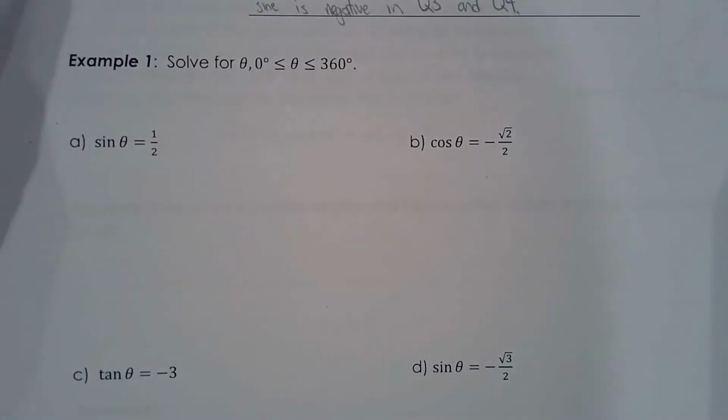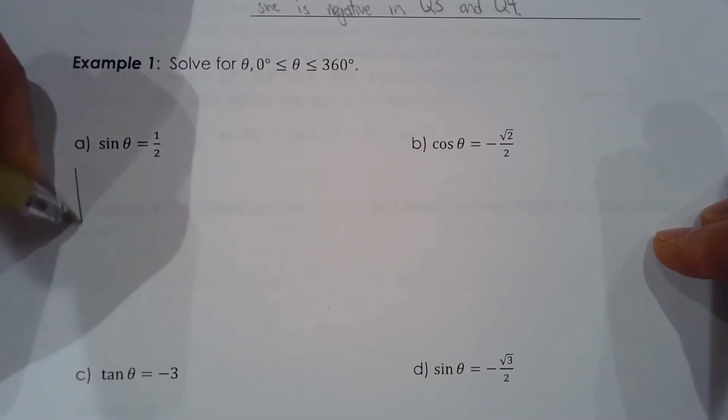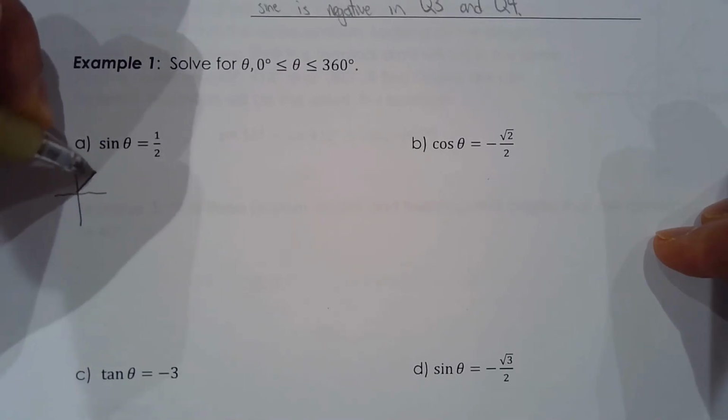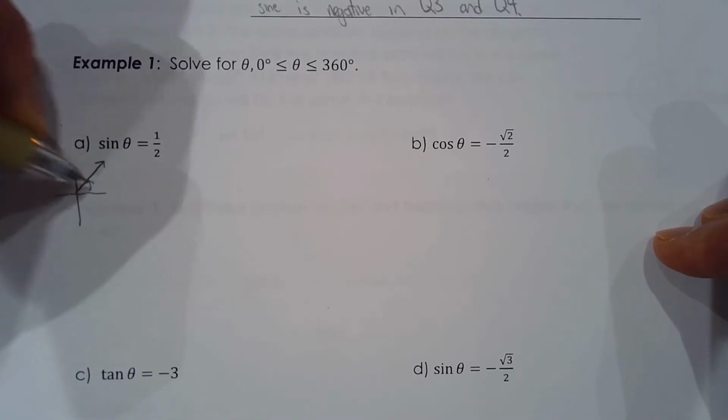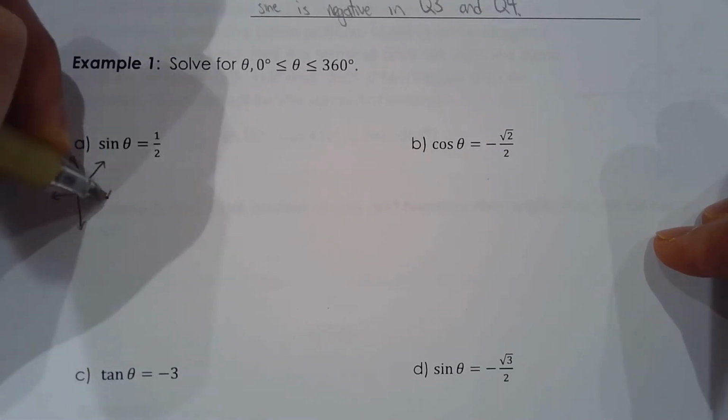So sine theta equals 1/2, which means I either have a quadrant 1 answer or a quadrant 2 answer. Okay, so I'm going to draw it out. So quadrant 1, I won't bother drawing the circle, but I'll just draw the terminal arm shifting around.